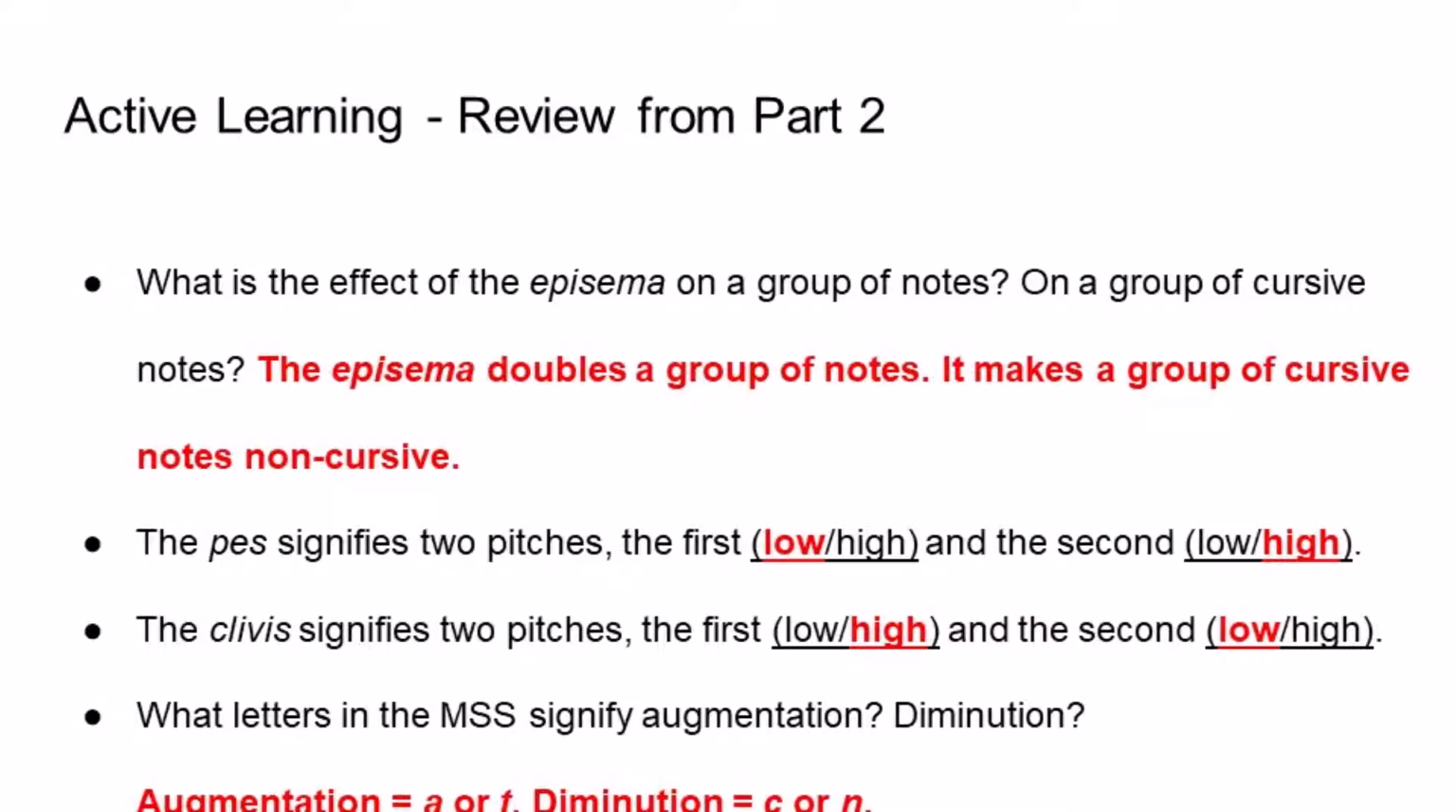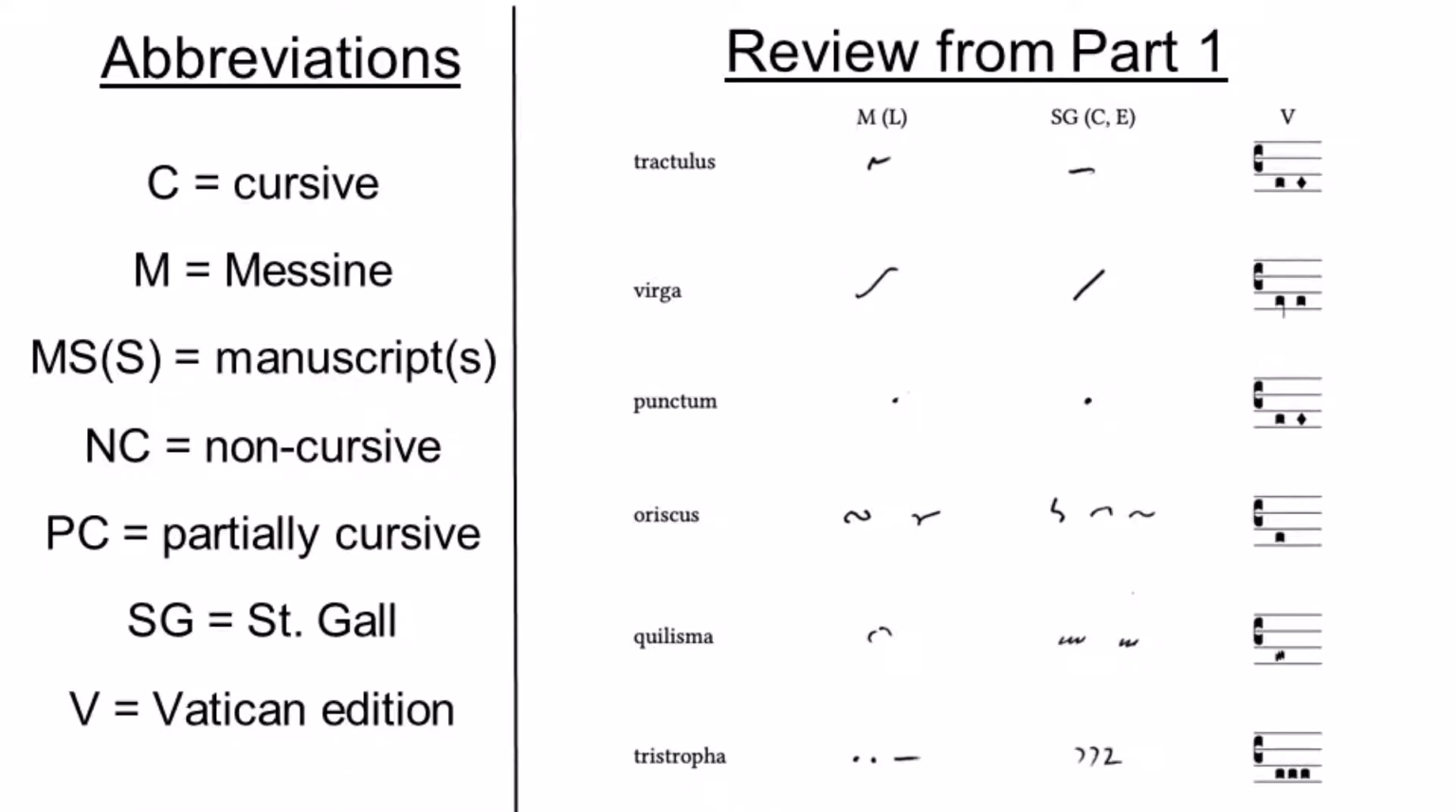Augmentation or lengthening is signified by the letter A or T in the manuscripts. Diminution is signified by C or N. Take a moment to review the abbreviations and figures from Parts 1 and 2.